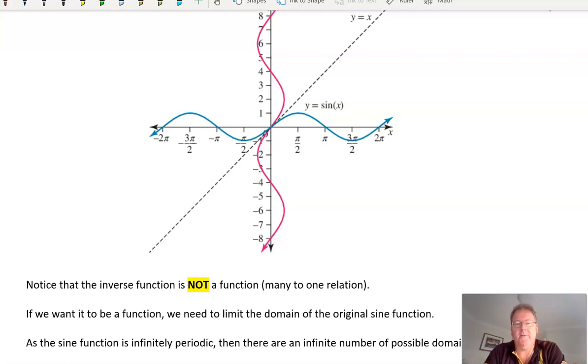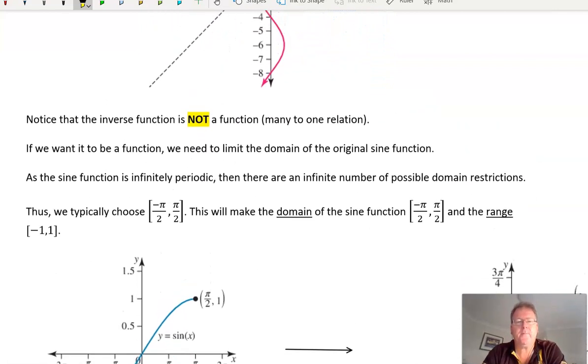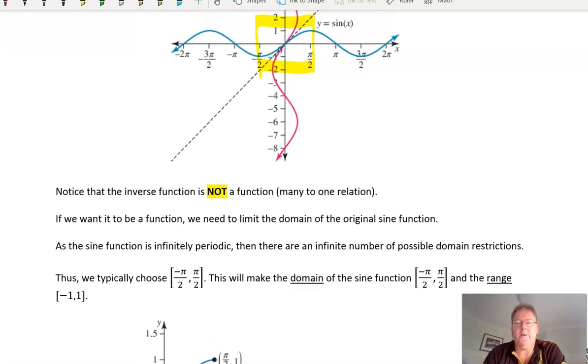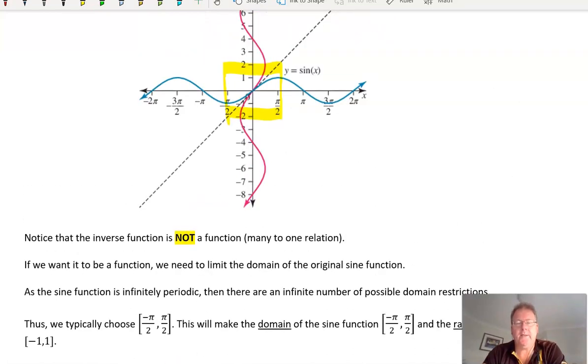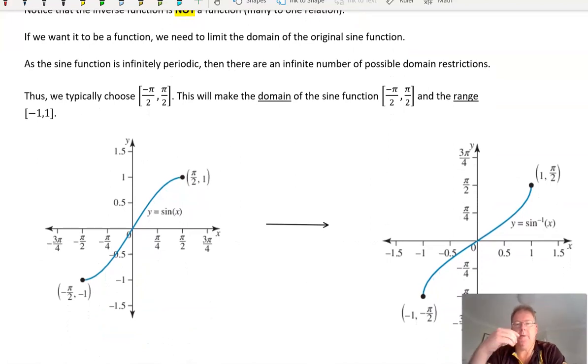So mathematicians have chosen one, and the one they typically choose is this section here for the sine curve, from minus pi on 2 to pi on 2. So the domain of the sine function will be minus pi on 2 to pi on 2, giving us a range of -1 to 1. Okay, so that's what we have here.